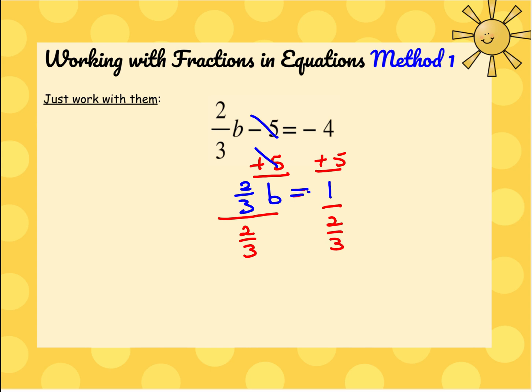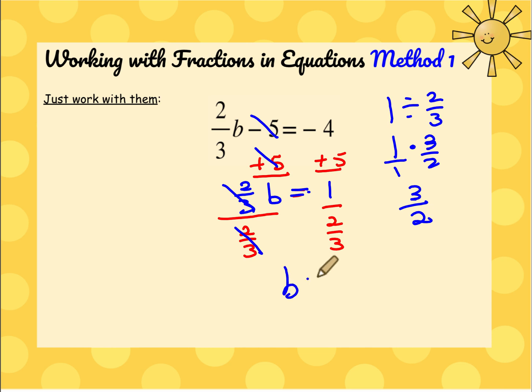So 2/3 divided by 2/3 is 1. And 1 divided by 2/3 I will do off to the side. So 1 divided by 2/3 means 1 times the reciprocal, which would be 3 over 2, and 1 is 1 over 1. 1 times 3 is 3, and 1 times 2 is 2. So that's going to give me b equals 3 over 2.